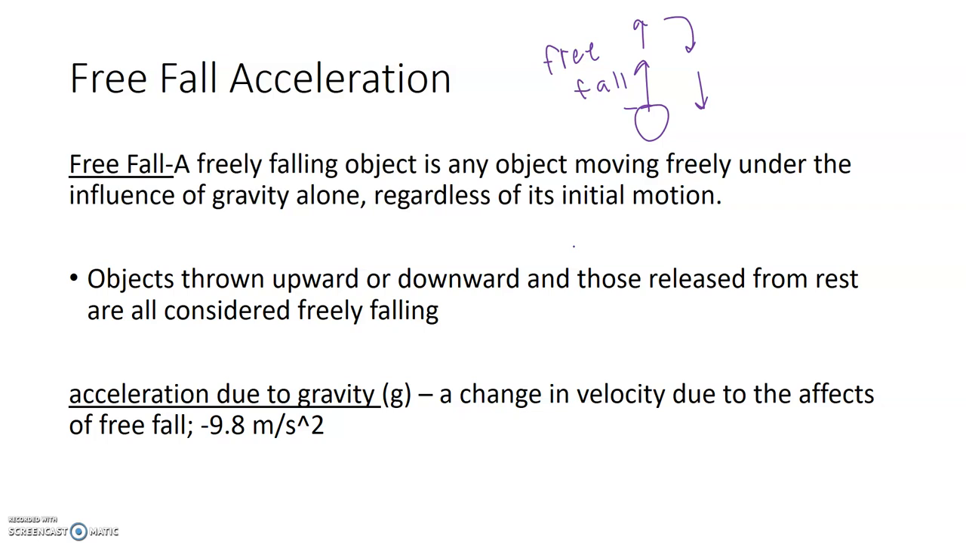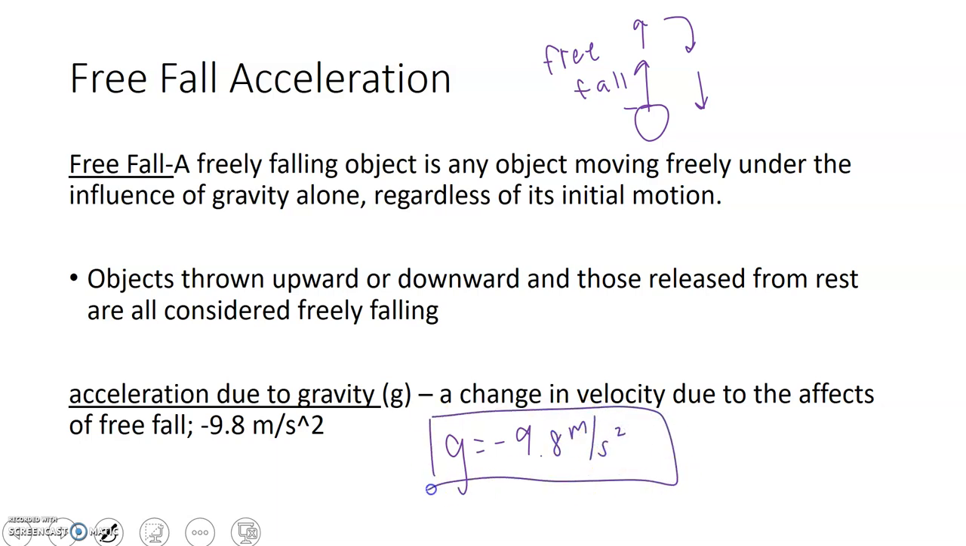When objects fall, they accelerate at a constant rate. This rate is called the acceleration due to gravity, and we use a little g. This acceleration due to gravity is a change in velocity due to the effects of free fall. The value that we use is g is equal to 9.8 meters per second squared. This means that in free fall, all objects accelerate at the same rate. We are disregarding air resistance.